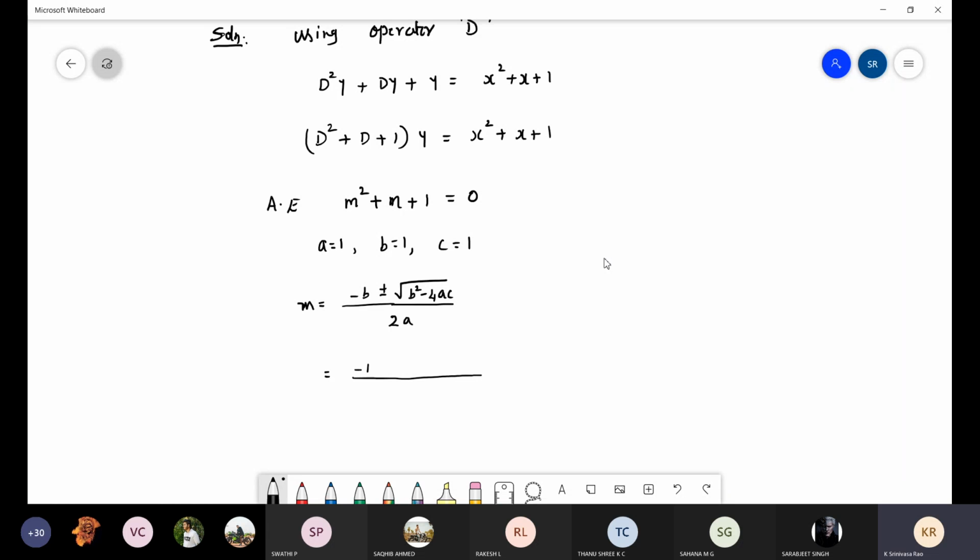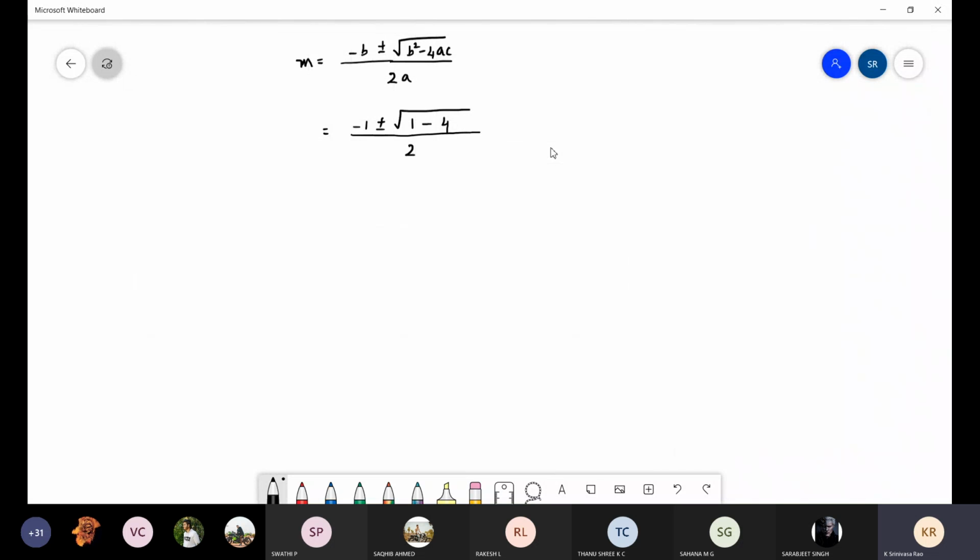Minus 1 plus or minus square root of b square is 1, minus 4ac is 4, divided by 2a is 2. So you can write that as minus 1 plus or minus root of minus 3 by 2, that is equal to minus 1 by 2. I will split it separately, plus or minus root 3 can be written as i into root 3 by 2. So this is the root. It is a complex or imaginary root, where alpha is equal to minus 1 by 2 and beta is equal to root 3 by 2.